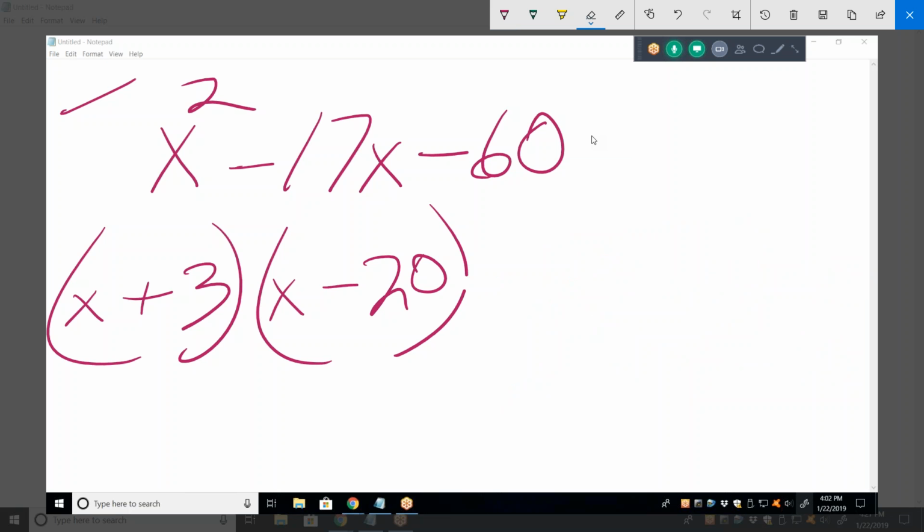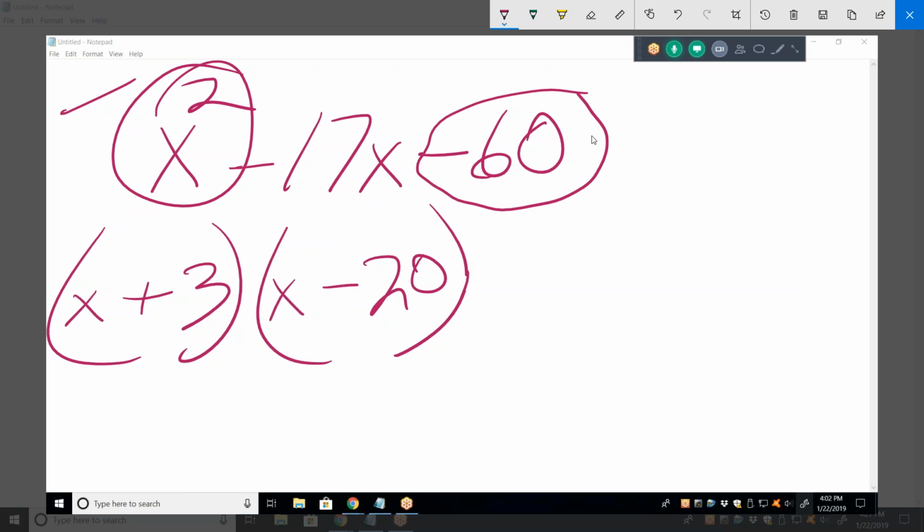Because of the way we factored, we know this term is correct, right? It's not hard to separate the x's. And we know this term is correct. That was part of the way we did it. We were looking for factors of 60. So the only question is, is that term correct?